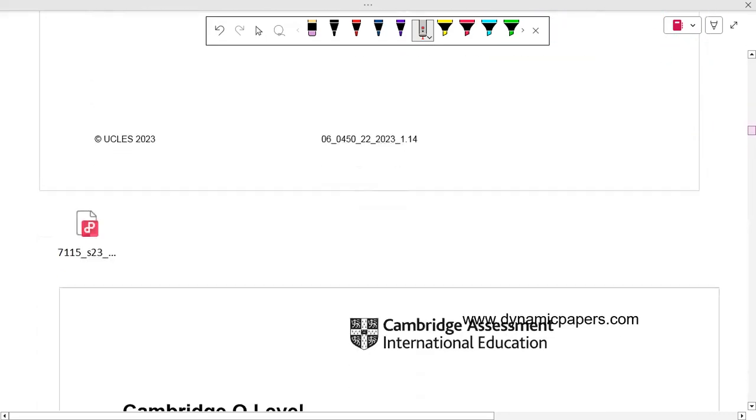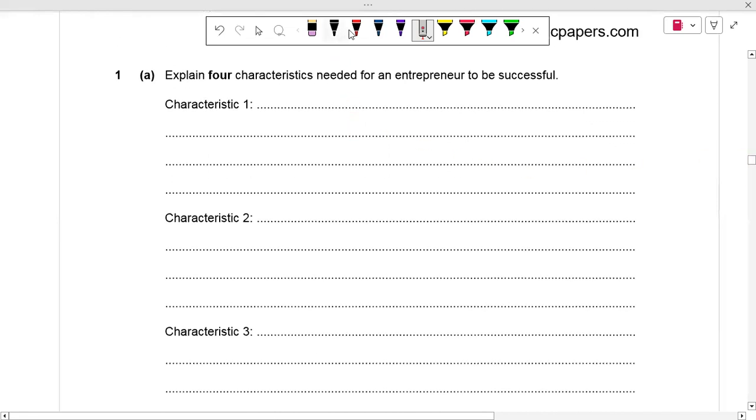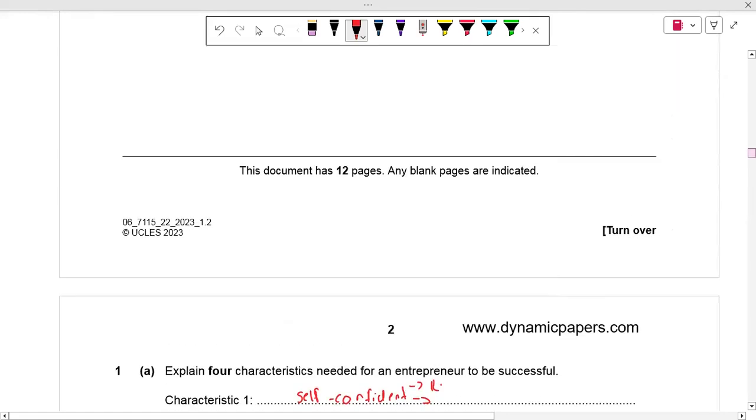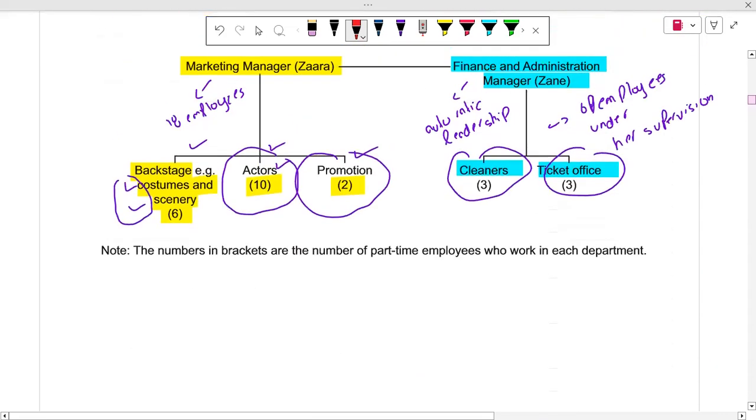Okay, so at the start we have the question: explain 4 characteristics needed for an entrepreneur to be successful. Okay, so we have discussed the first thing, which is self-confidence. So as you can see, self-confidence is my first thing. This is my knowledge point. Self-confidence, in my point of view, is very important to be a successful entrepreneur.